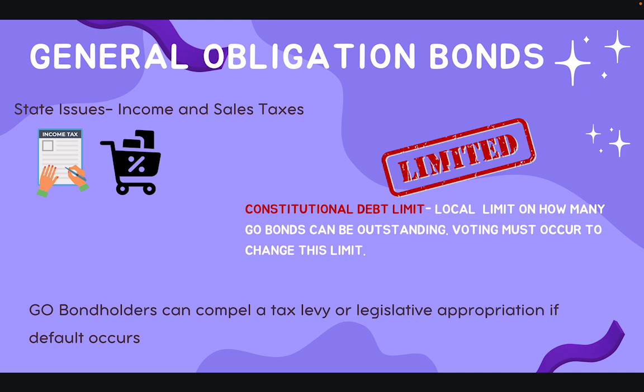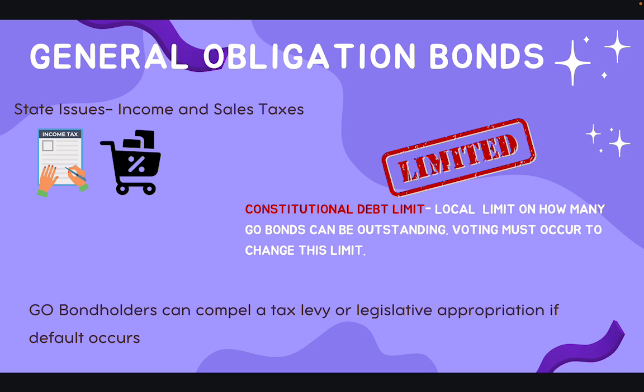And we know that different states have different income taxes and different sales taxes on things. Okay, makes sense. Now, there is something called a constitutional debt limit, and that is the local limit on how many GO bonds can be outstanding. And voting also must happen to change this limit.